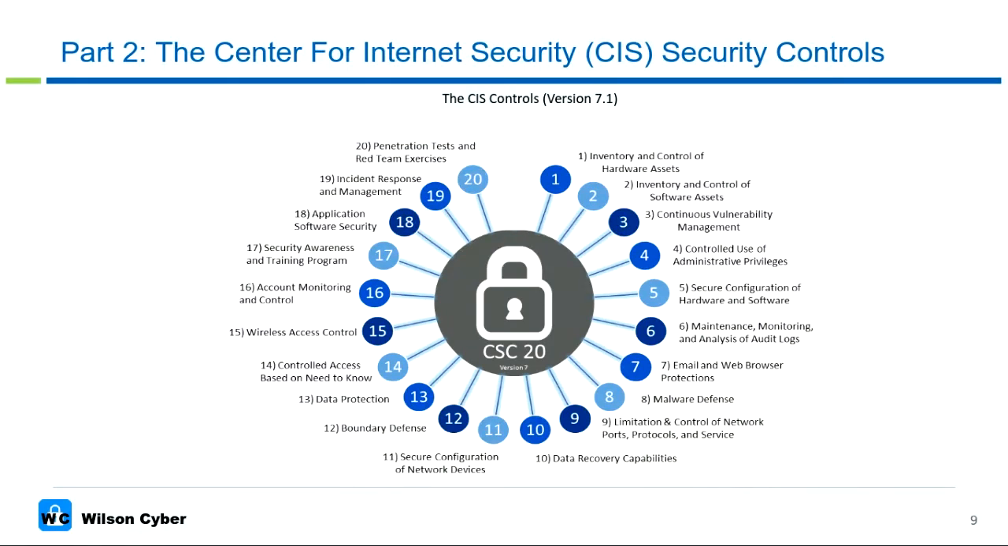10 is data recovery. 11, secure configuration of network devices. 12, boundary defense. 13, data protection. 14, controlled access based on the need to know. 15, wireless access control. 16, account monitoring and control. 17 is security awareness and training. 18 is application software security. 19, incident response and management. And 20, pen tests and red team exercises.